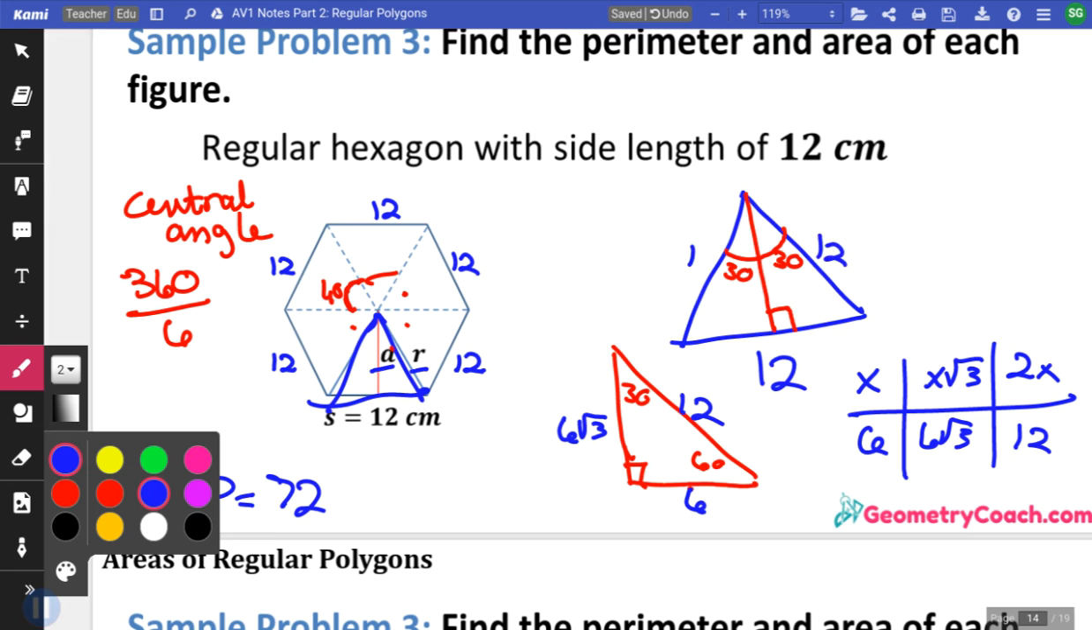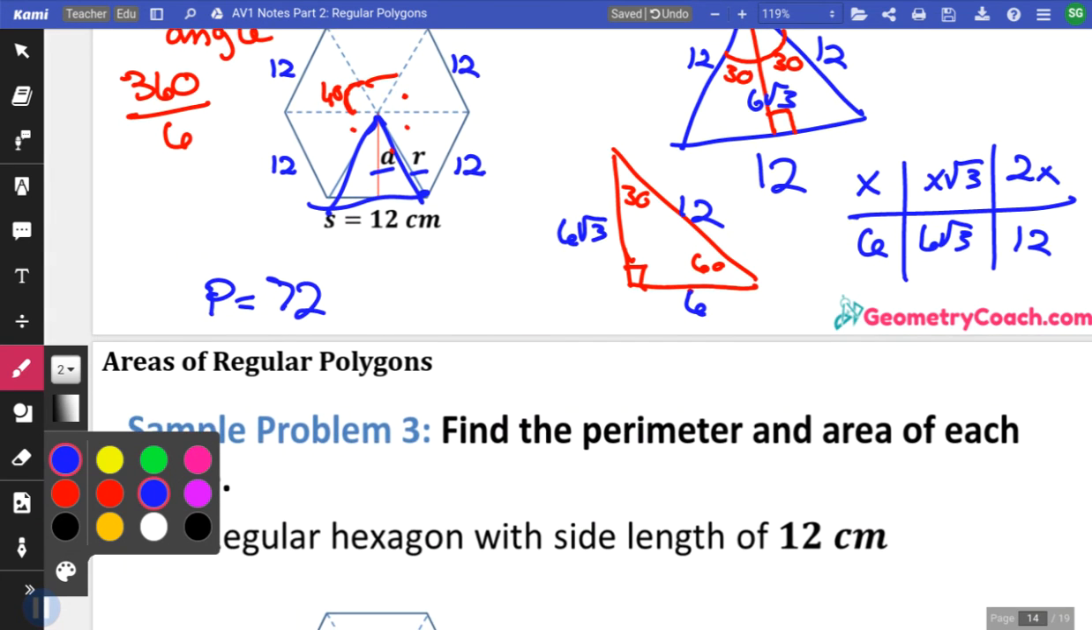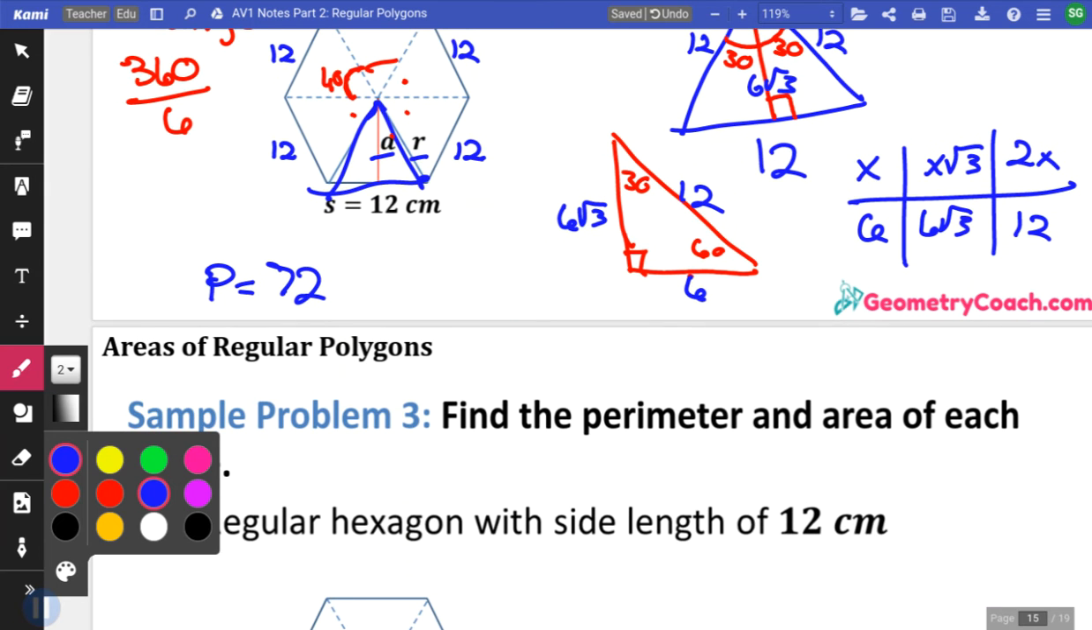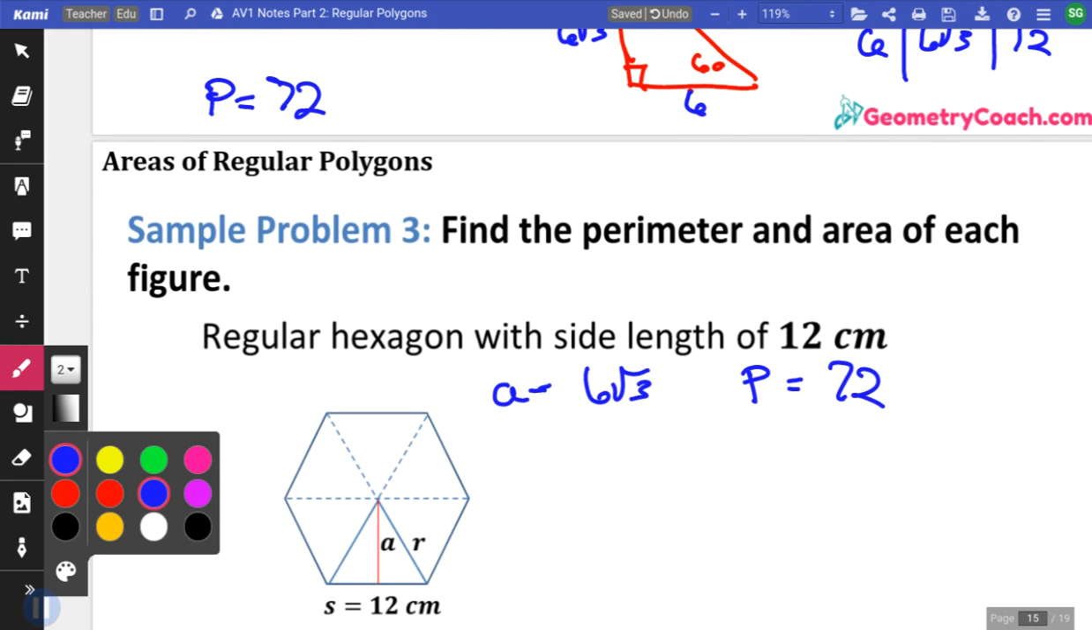So I go back to my original triangle, 6 root 3. In a hexagon, they have that special relationship where the side length and the radius are the same. A hexagon is actually made of 6 equilateral triangles. So now we know the apothem, 6 root 3. Perimeter, 72. Those are the two pieces we need, because the area of a regular polygon is 1/2 times perimeter times apothem.